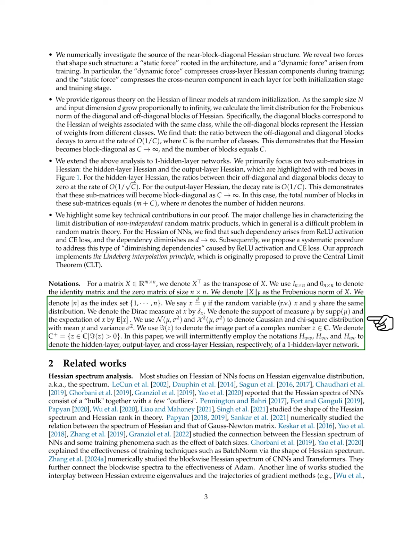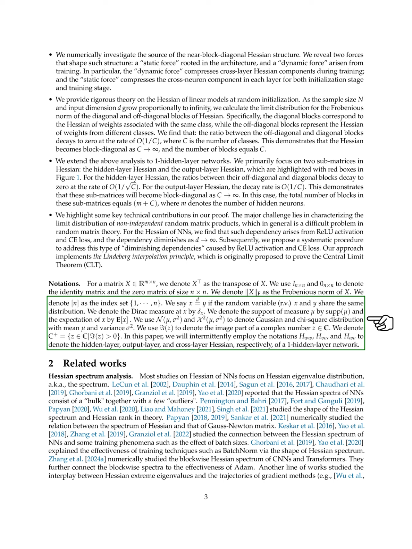The Dirac measure at a point is denoted by a specific symbol, and we indicate the support of a measure and the expectation of a random variable with our chosen notations. We represent Gaussian and chi-square distributions with their respective mean and variance. Additionally, we denote the imaginary part of a complex number with a specific symbol. Throughout the paper, we will use certain notations to refer to the hidden layer, output layer, and cross-layer Hessians of a one hidden layer network.